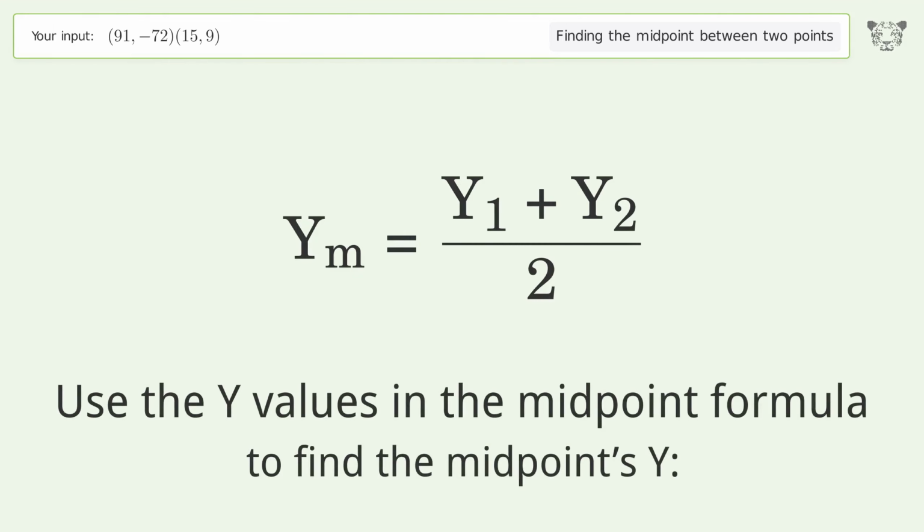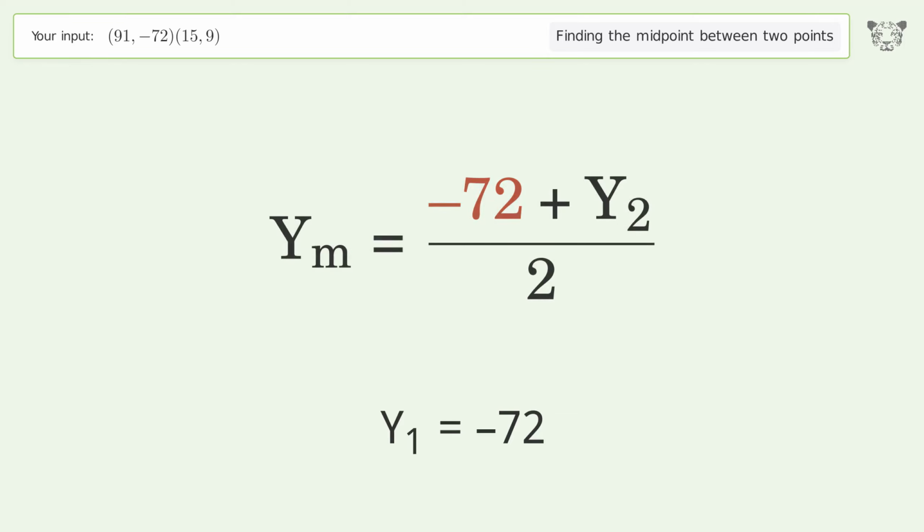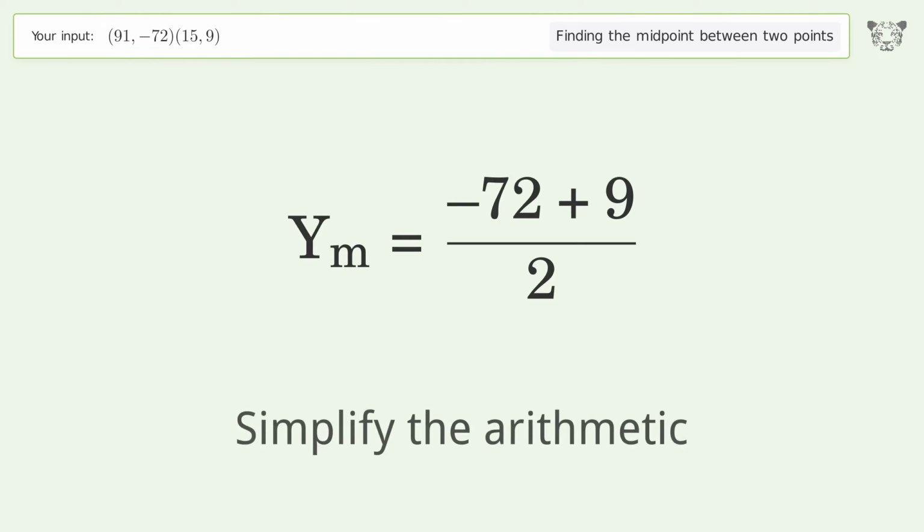Use the y values in the midpoint formula to find the midpoint's y. y1 equals negative 72. y2 equals 9. Simplify the arithmetic.